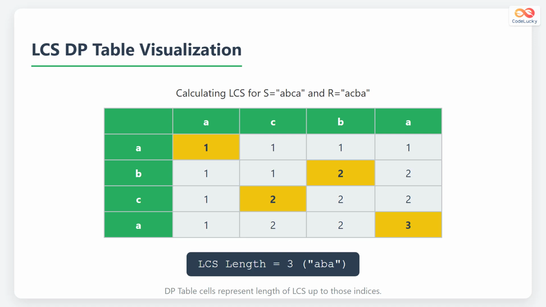Here is a visualization of the dynamic programming table for the string ABCA, comparing the string with its reverse, ACBA. We fill out the grid. The bottom right cell gives us the length of the longest common subsequence, which is 3, corresponding to the palindrome ABA.